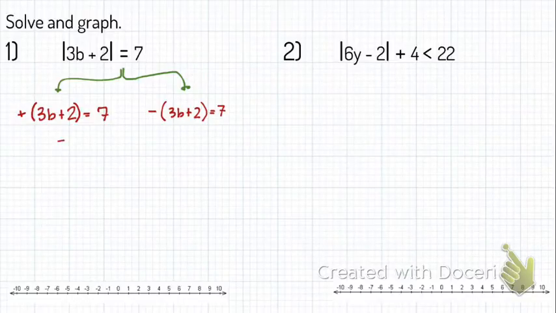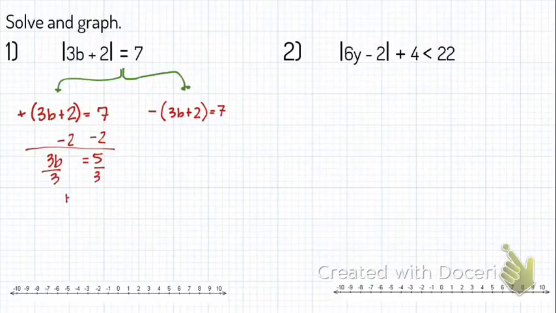Alright? So first thing I do is work out this first equation on the left. I could subtract 2 on both sides. So I'm going to subtract 2 on both sides. I get 3b is equal to 5. And then I could divide both sides by 3. So b is equal to 5/3. Okay, that's the first answer, so I could box that.